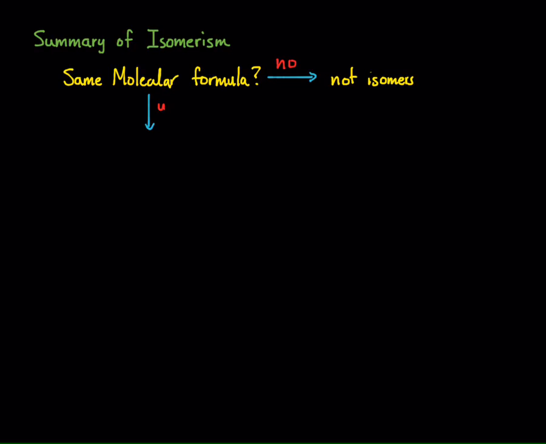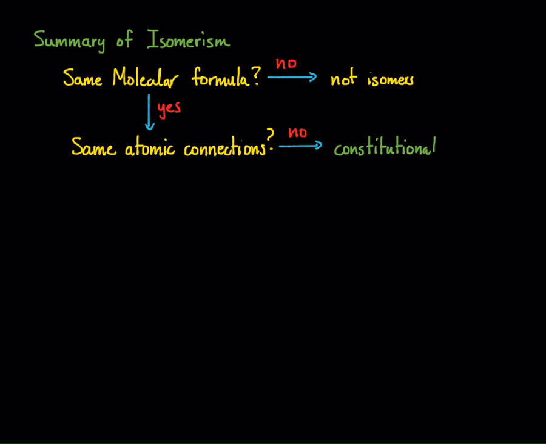But if they do have the same molecular formula, then you have to ask yourself a series of questions. The first thing that you have to ask yourself is, are the atoms connected in the same way? Right? If they're not connected in the same way, then we call those isomers of one another constitutional isomers. So this is the difference between 2-methylpentane and 3-methylpentane. They are constitutional isomers.